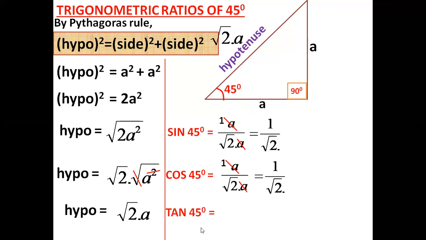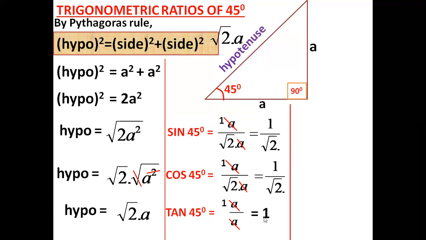Now next, tan 45. What is the tan 45 definition? Opposite side of angle 45 degrees by adjacent side of angle 45 degrees. What is the opposite side of 45? A. What is the adjacent side of 45? That is A. So A by A is equal to 1. So tan 45 value is 1. If you know these three trigonometric ratios, you can easily get the remaining three trigonometric ratios.